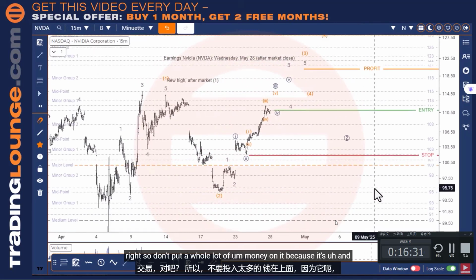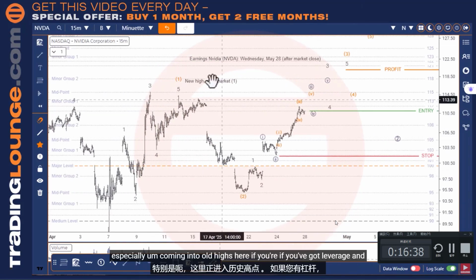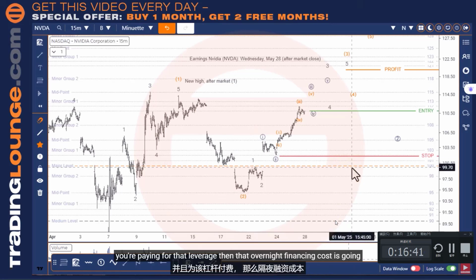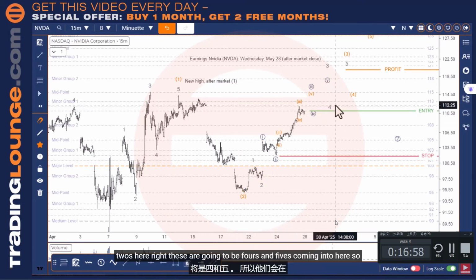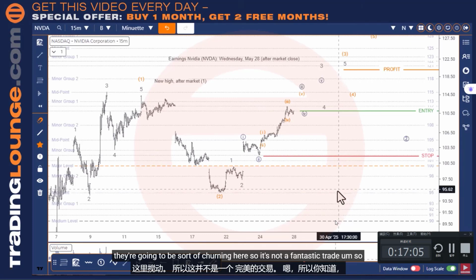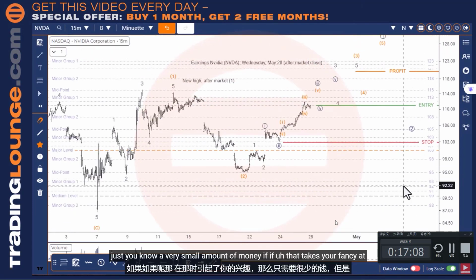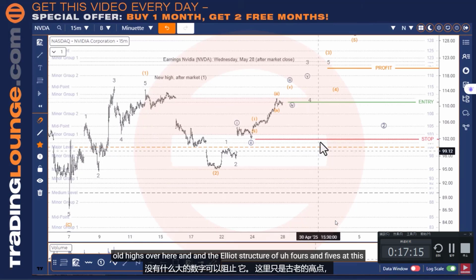So don't put a whole lot of money on it, especially coming into old highs here. If you've got leverage and you're paying for that leverage, then that overnight financing cost is going to be a bit expensive as well. So it's not a good leveraged trade. All I'm saying is it's going to push higher, but it's going to be time consuming, because if these are 1s and 2s here, these are going to be 4s and 5s coming into here, so they're going to be sort of churning here. So it's not a fantastic trade. So just a very small amount of money if that takes your fancy at that point. But there's no big numbers stopping it. It's just these old highs over here and the Elliott structure of 4s and 5s at this point.